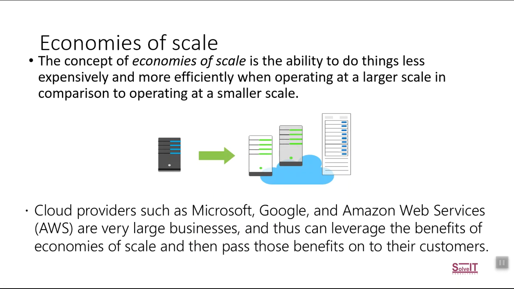And that takes me to the next slide, economies of scale, right? So the concept of economies of scale is the ability to do things less expensively and more efficiently when operating at a larger scale. The problem is that when we implement an on-premise data center, we may not have the ability to invest as heavily into a data center as cloud providers such as Microsoft, Google, Amazon Web Services, and so on, right? So they get to implement massive data centers operating at massive scale with loads of resources available for us to consume. At the same time, they're able to spend a lot on security and other supporting services as well. And they then pass on those benefits to the customers, which is us.